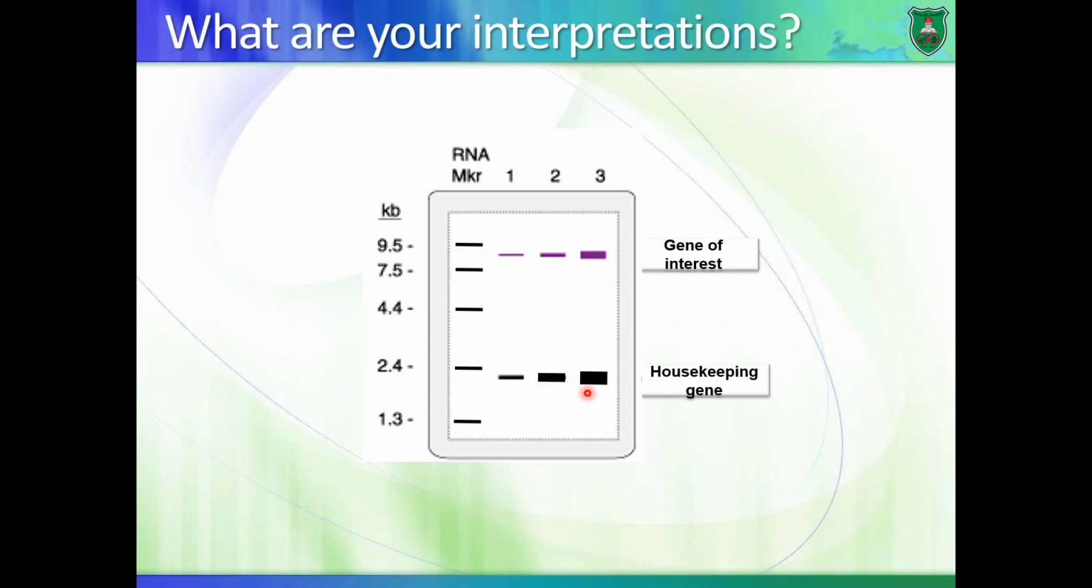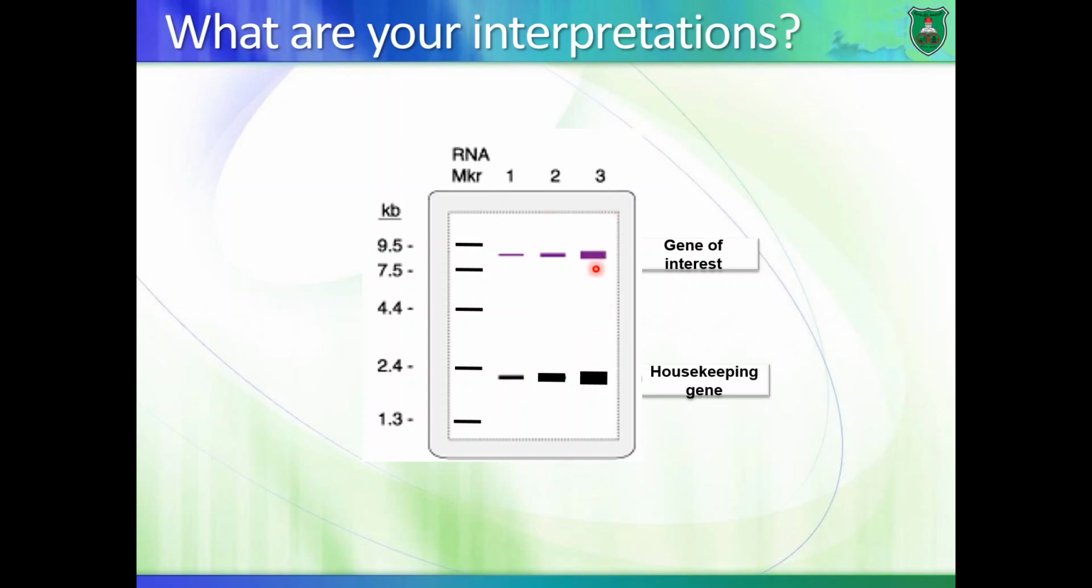There is even more of the messenger RNA of the housekeeping gene in sample 3 versus sample 2, and more in sample 2 than sample 1. So that tells me what? It tells me that the loading, the amount of total messenger RNA that I'm using here, is not really equal in these samples.